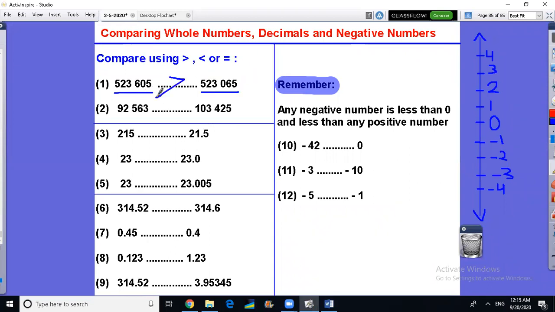Oh, so this is greater. Oh, what a weird greater than sign. Okay, that's it. So here this is greater.